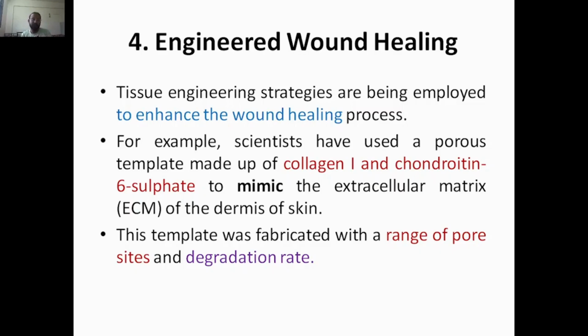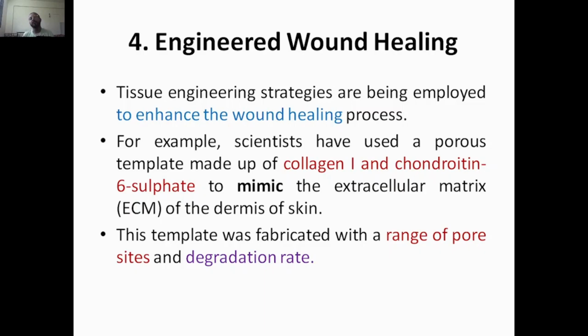So they fabricated templates with various ranges of pore size and degradation rates. For example, I have one fabricated porous template with pores of 100 to 200 microns. It depends, but for that the degradation rate can be a little slower. Imagine it may degrade after 2 months.